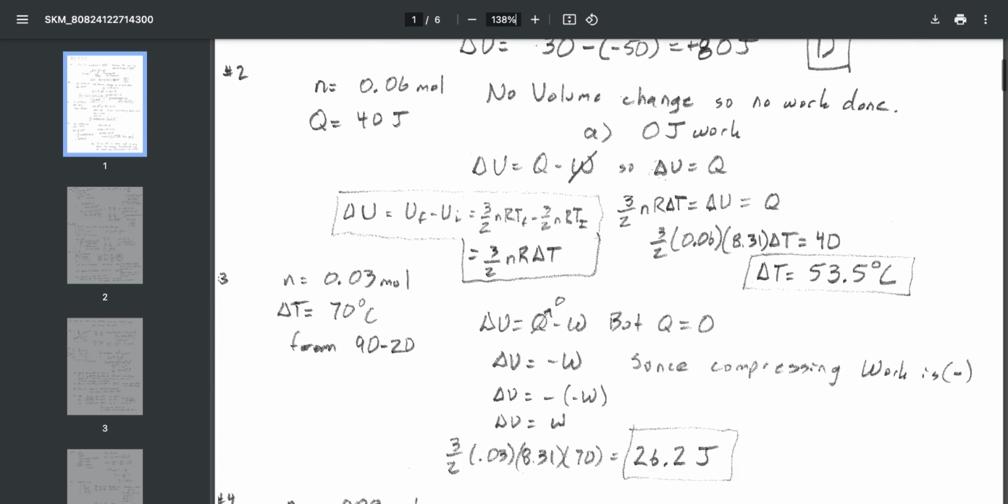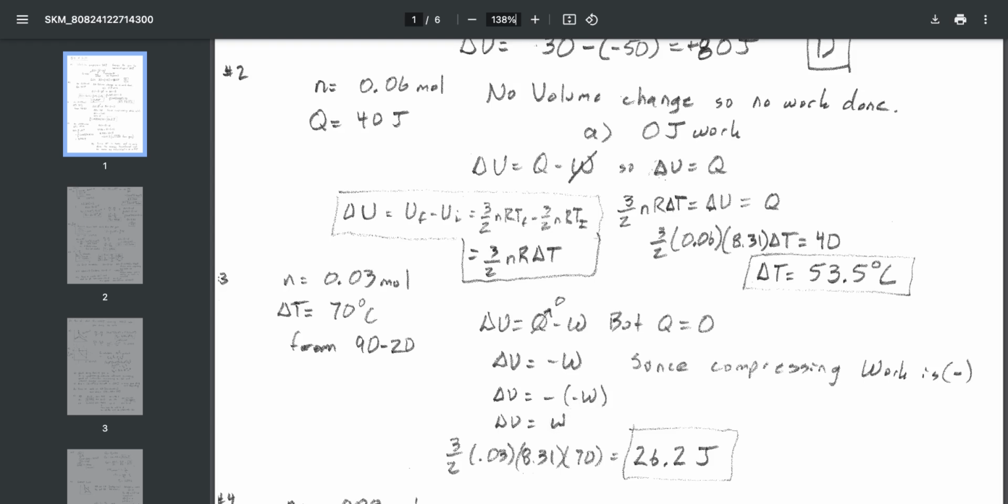For number three, we have 0.03 moles of monatomic ideal gas that is compressed. The temperature of the gas increases from 20 to 90 degrees Celsius. The gas does not exchange thermal energy with the surroundings. So Q's got to equal 0. So that's what I did right here. So that means our change in internal energy is negative W. Since we're compressing, the work is going to be negative, which makes this positive, because negative of negative W.